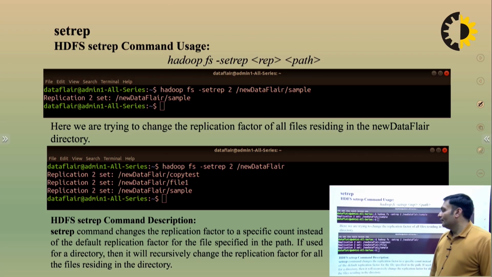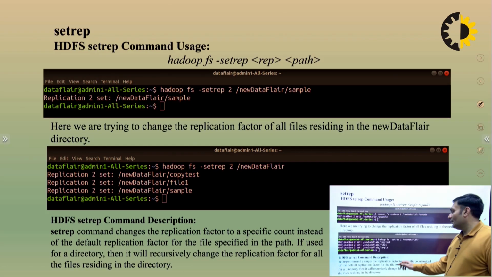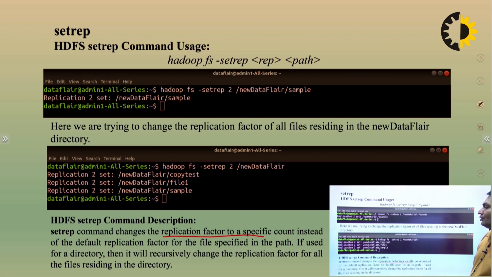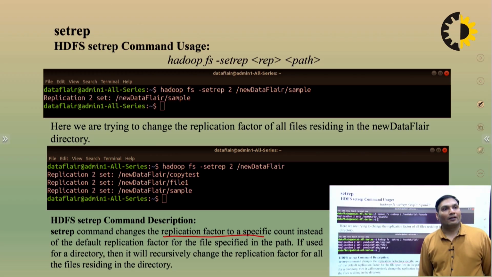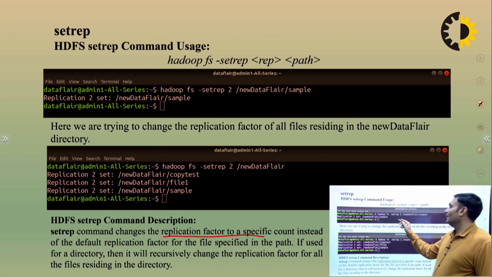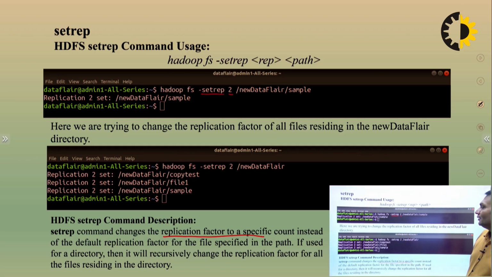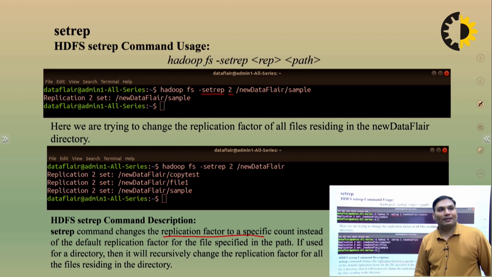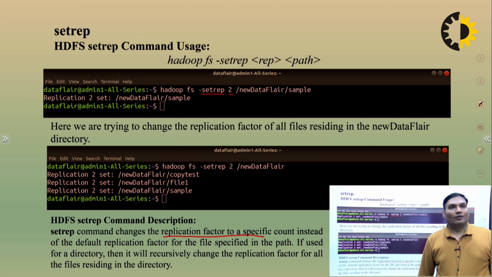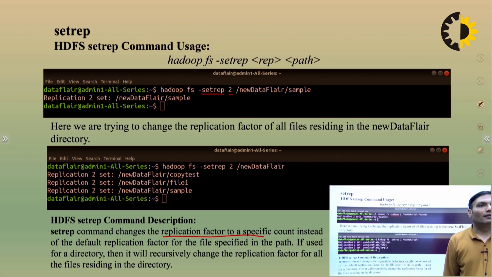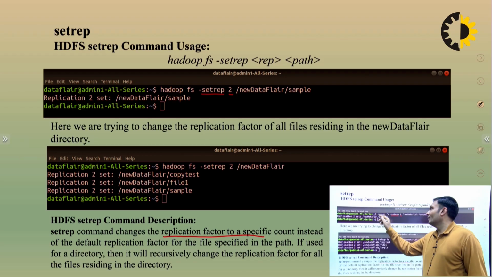Setrep command. The setrep command basically changes the replication factor to a specified count instead of the default replication factor. So here if I am writing fs -setrep 2, what does it mean? It will create 2 replicas of the files that are residing in the directory that we are giving.